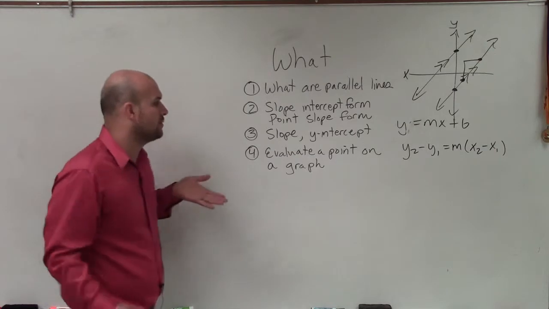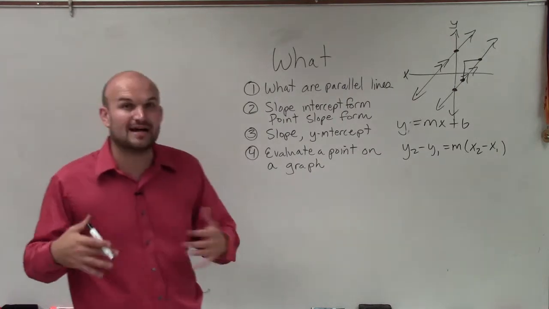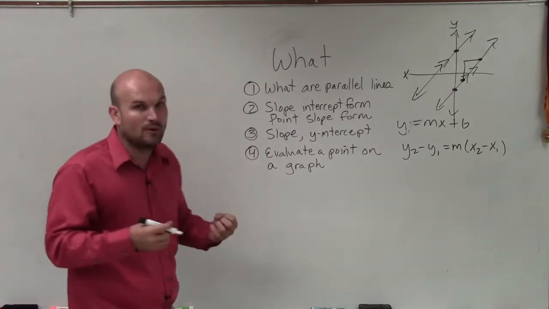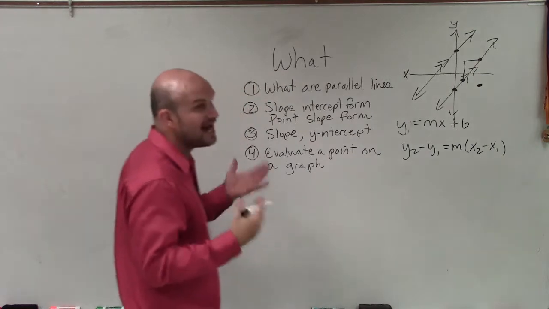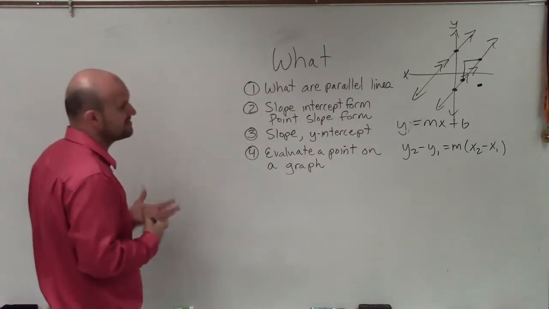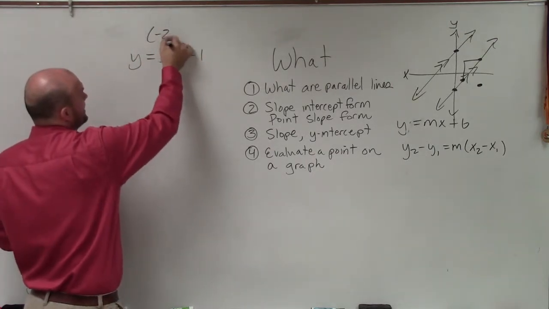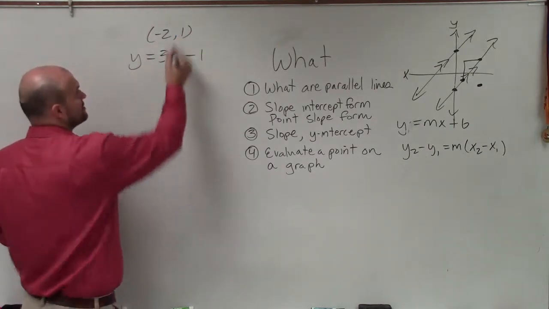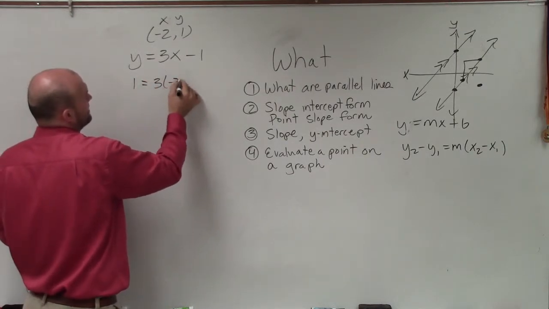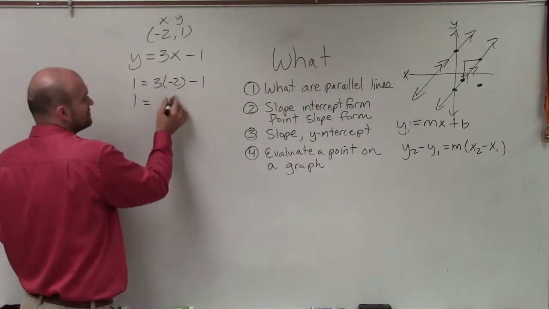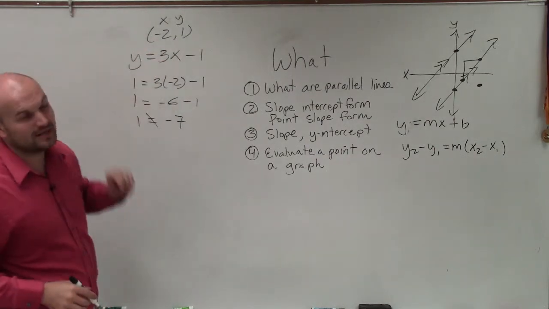The last thing you need to know is how to evaluate a point on a graph. We want to determine this, not so much on a graph, but also by using an equation. We want to be able to determine whether a point is on a graph, because there are points that are on the graph, but there are also points that I can plot that are not on my graph or in the equation. Let's say I have y equals 3x minus 1. If I want to determine if the point negative 2, 1 is on that graph, simply what I'll do is plug in x and y into the equation, and I'll have 1 equals 3 times negative 2 minus 1. 1 equals 3 times negative 2, which is negative 6, minus 1. 1 equals negative 7. Well, obviously 1 does not equal negative 7, so therefore the point negative 2, 1 is not on the graph.